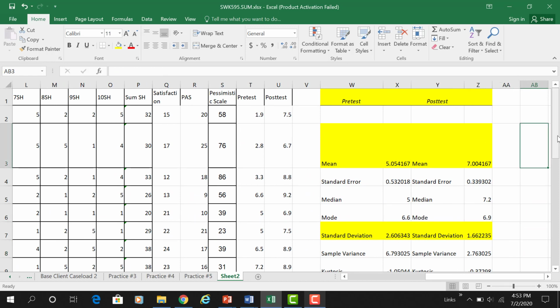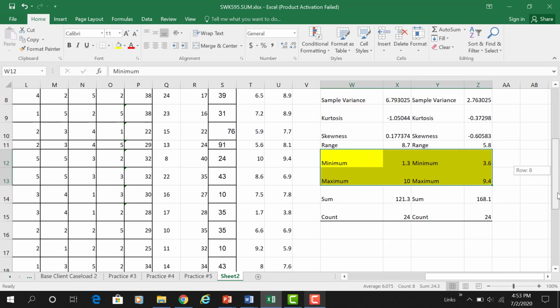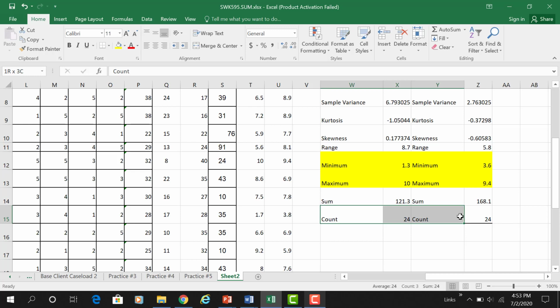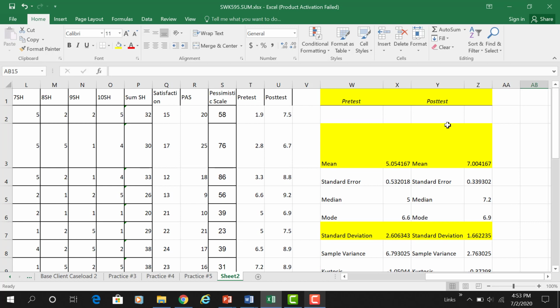Minimum and maximum are usually things we report as well, so I'm going to highlight those. The count is basically how many people are in our sample. So that is all the information we're going to need. Once we have that, we can run our t-test.